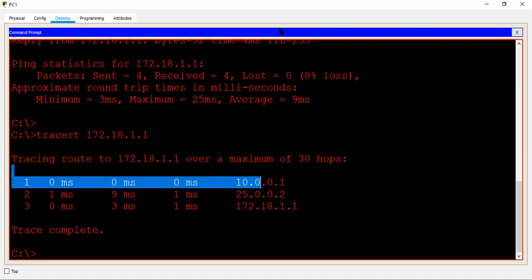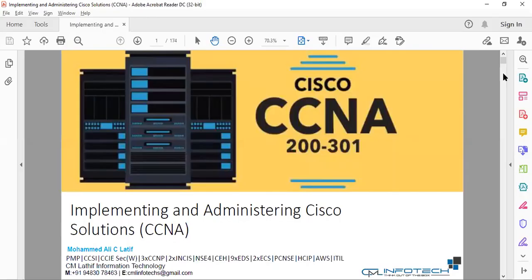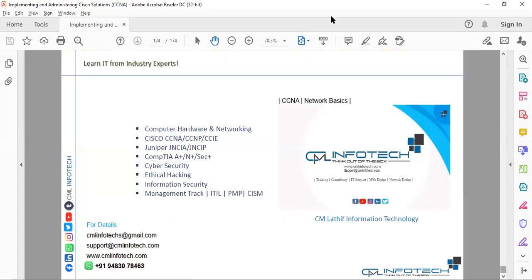So this is how we configured static routing. By looking into this, you may understand how we can design and configure static routing irrespective of the number of routers that you have, 2, 3 or many more. Okay, so hope you understood. In the next session we'll discuss default routing, then RIP and EIGRP routing protocols. Hope you understood today's session. So thank you for being with us from CML INFOTECH. Have a good time.